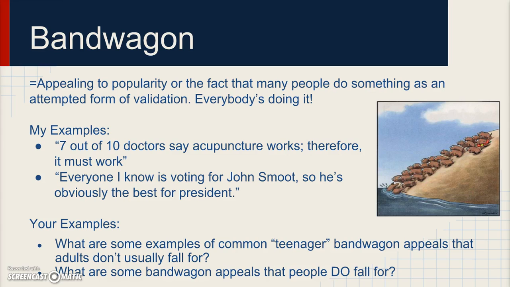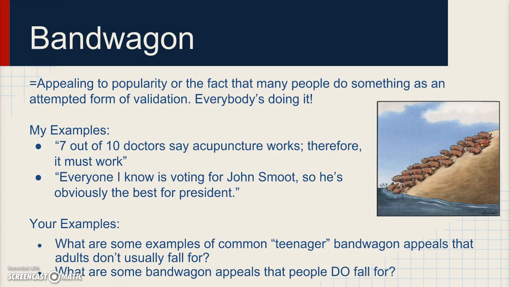Also, if you are in a situation where someone says everyone I know is voting for John Smoot, so he's obviously the best for president, that would be false logic as well, because everyone you know is probably not voting for John Smoot. And that doesn't necessarily mean that he is the best president. So whenever you say that everyone has it, everyone needs it, these would all be bandwagon appeals.